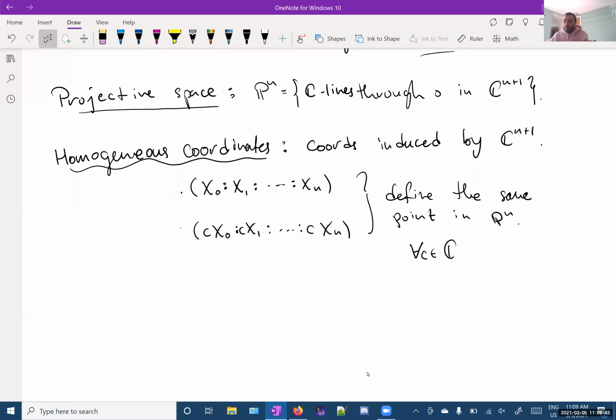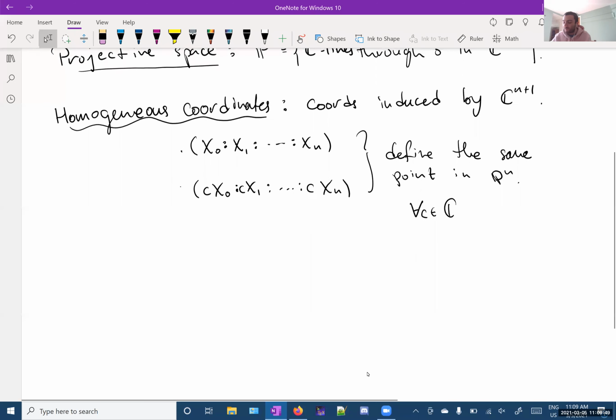Now, if we want to define an algebraic variety contained inside a projective space, what we need to do is use polynomials that are sort of compatible with these homogeneous coordinates. Okay, so to do that, we use homogeneous polynomials.